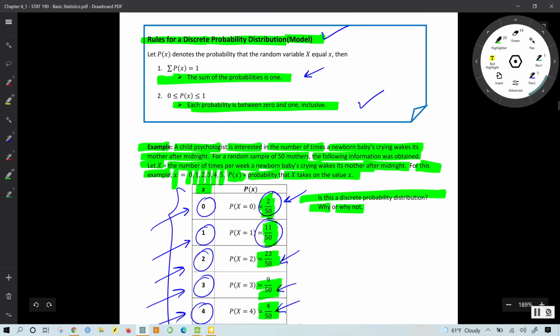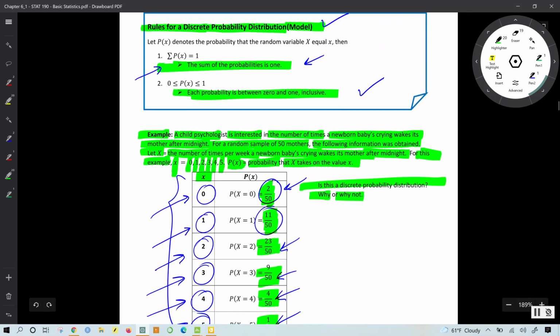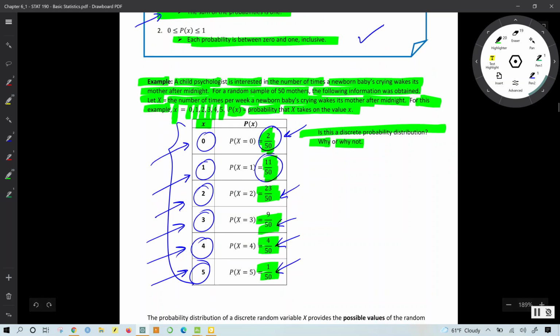Then, the other condition to check is if the sum of the probabilities is equal to 1. So, what do I need to do? I need to add up all of the probabilities. What I might quickly observe is that each denominator here is 50 in this case, so I might not need a calculator. 2 plus 11, 13. 13 plus 23 is 36. 36 plus 9 is 45. 45 plus 4 is 49. 49 plus 1 is 50 out of 50. So the sum of the probabilities is 50 out of 50, which is 1.